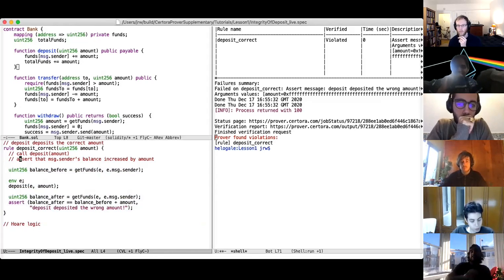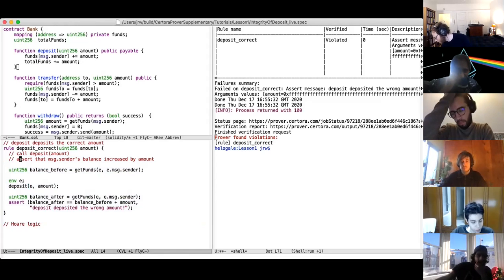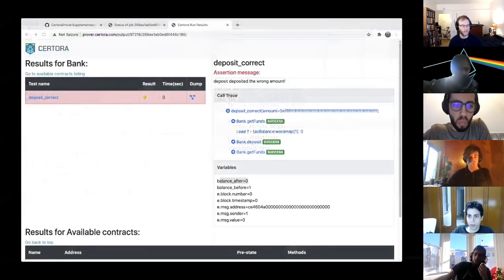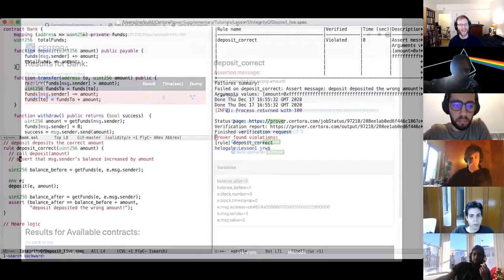Well, okay. So, a question that I have about where did the 1 come from, right? Because you're calling balance before you're getting a get funds. Yep. On E, but E hasn't been initialized yet.